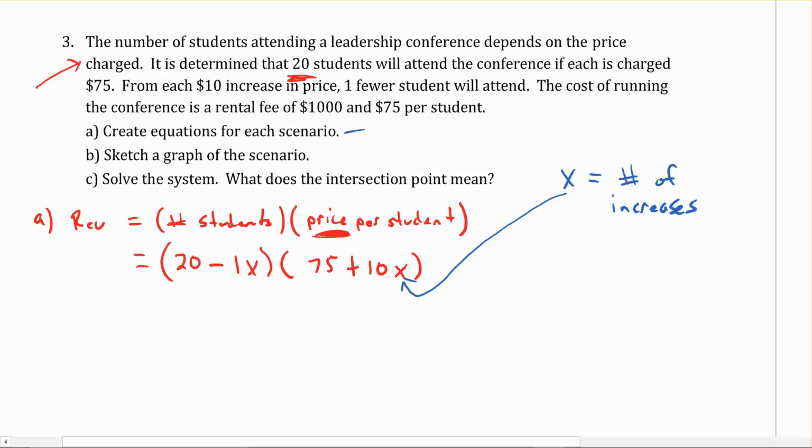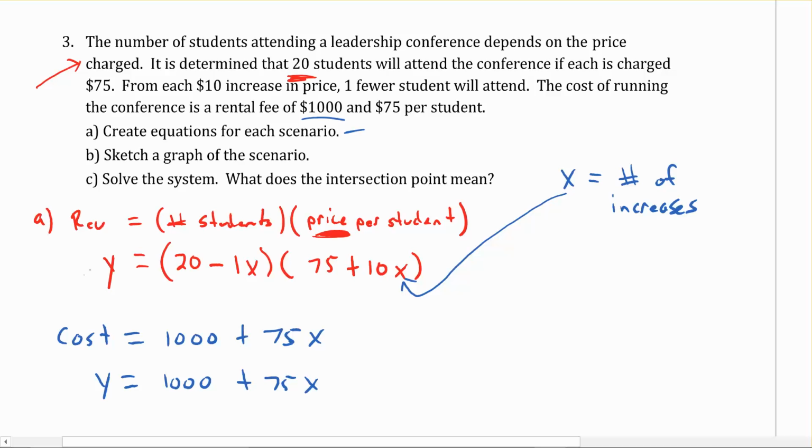So the second thing says the cost of running the conference is a rental fee of $1,000 and $75 per student. Okay, so actually, if I go down here, I'm just going to write in red, I'll write that. Okay, and this one in blue. So cost, so we got one for revenue. Cost is going to be a new one. And it's going to be just $1,000 because that's the set price, plus $75 times the number of students. So times x. So that's going to be our second equation. I'll write that as y. y is equal to 1,000 plus 75x.